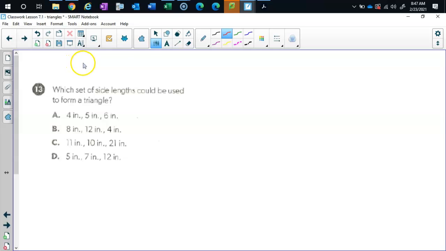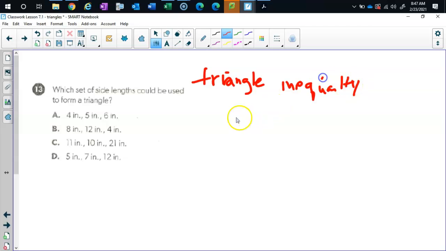Number 13. Which set of lengths could be used to form a triangle? I am going to tell you right now, you are going to use the triangle inequality. I'm going to do an example.